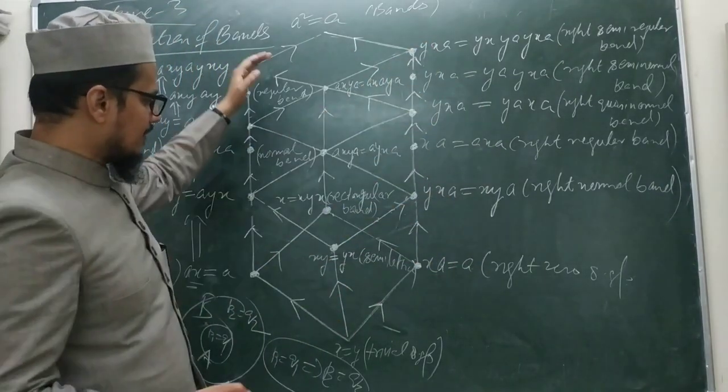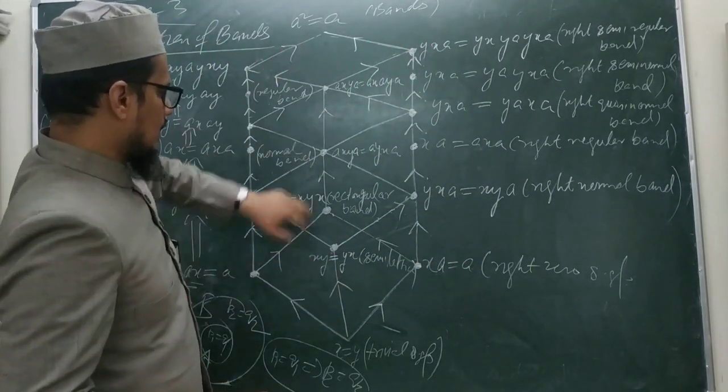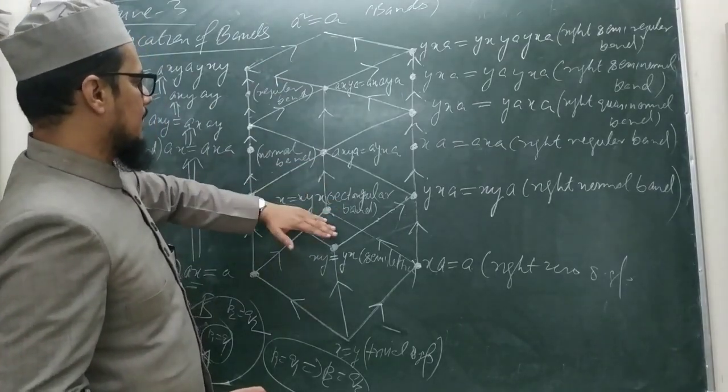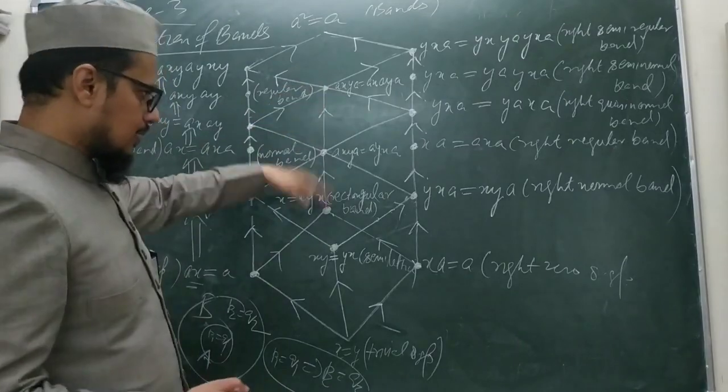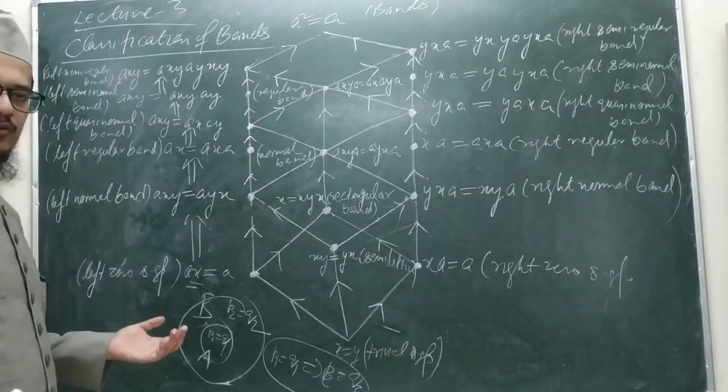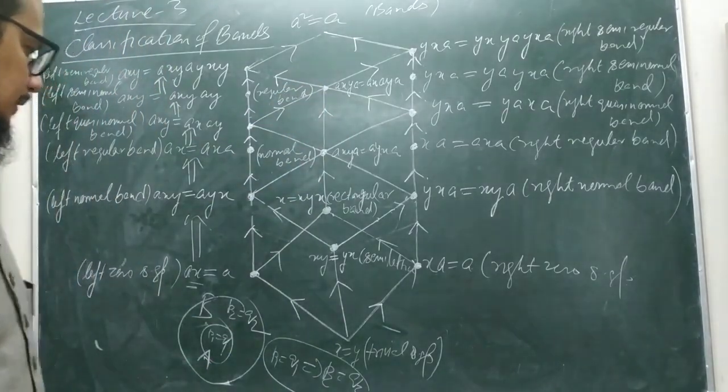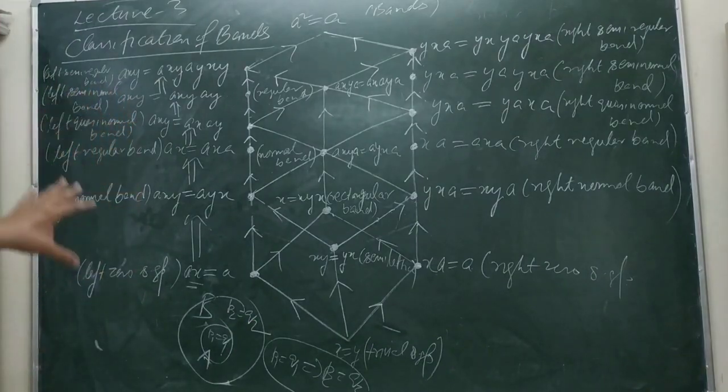Also prove between this. That is, the rectangular band is contained in normal band. Normal band is contained in regular band. In this way, all of you can verify by yourself. Is it clear? So this is all about bands.